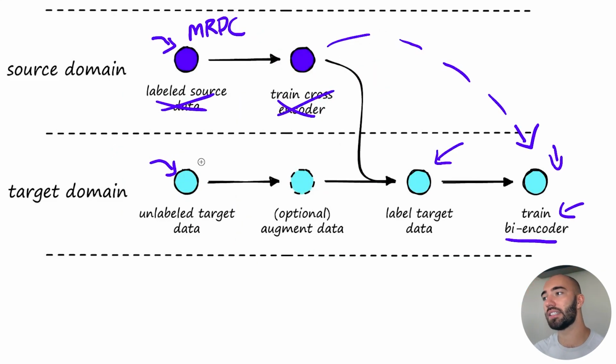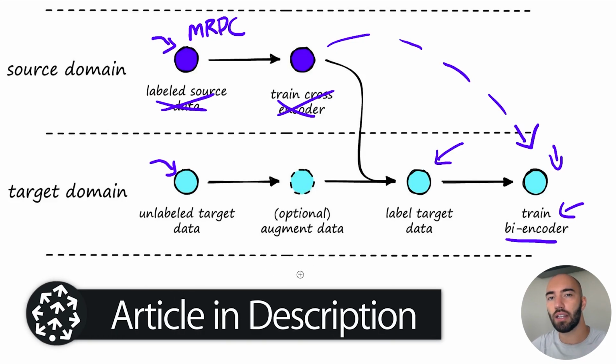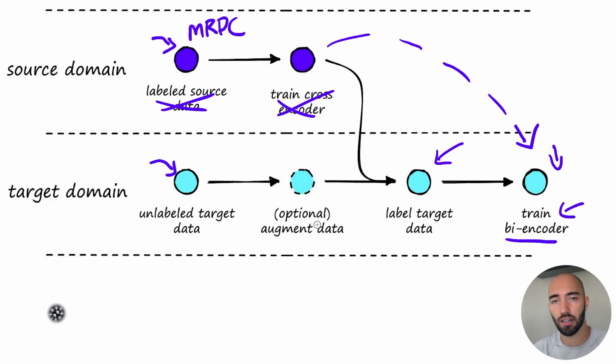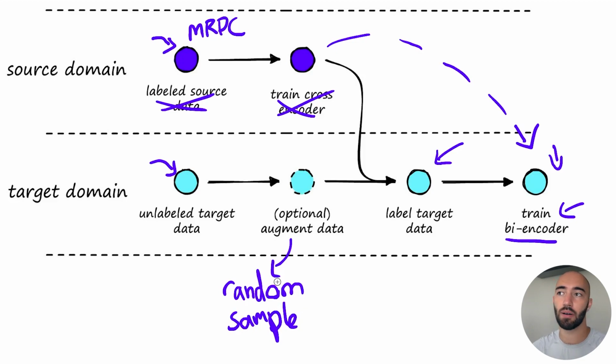So obviously the next bit is this target domain part. We're not going to be doing this optional augment data because, at least for these data sets, I didn't find this to help much. But if you do want to see how to do that, the last video that we did on augmented SBERT, and last article, does cover that augmentation of data using something called random sampling. So we're just taking random samples from our data set and creating new pairs with that and then labeling them with our cross-encoder. That's all there is to it.